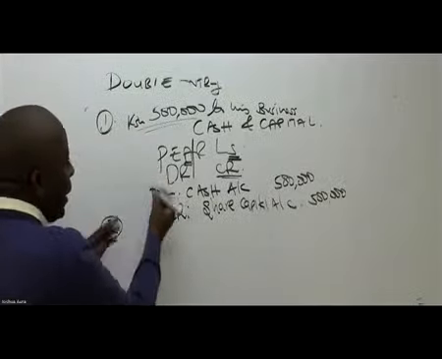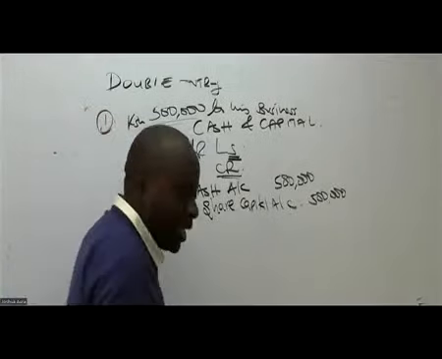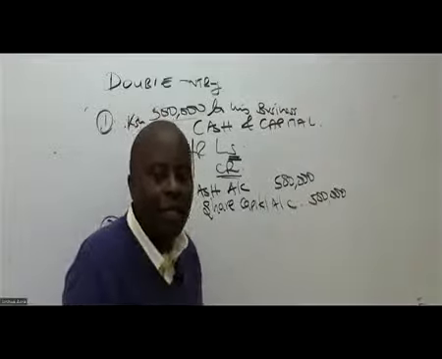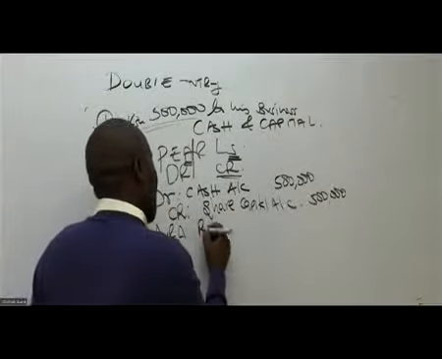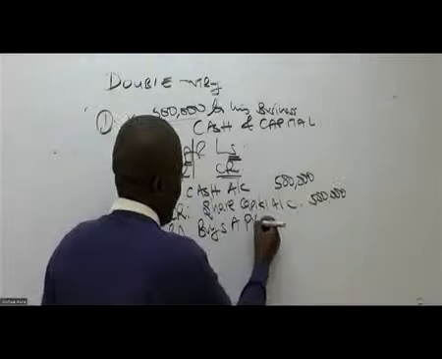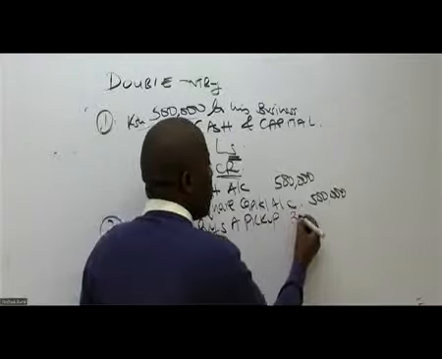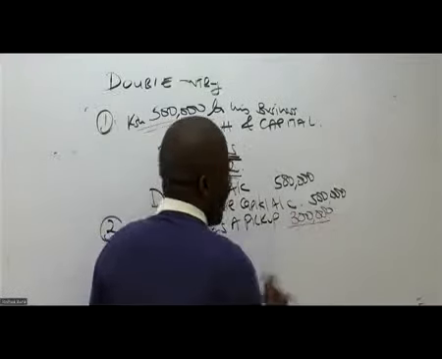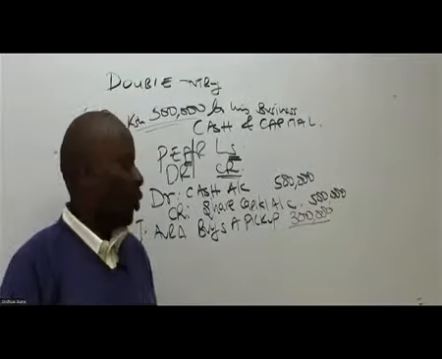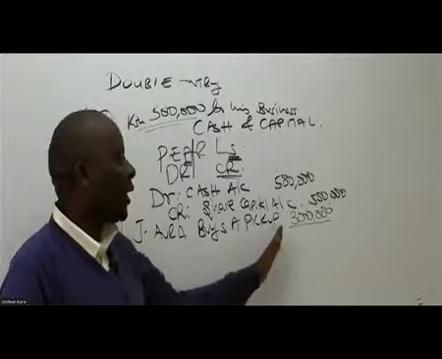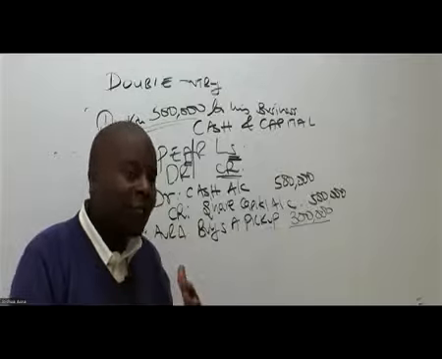Transaction number two for the business. We are told here that Joshua Aura buys a jalopy, an old rickety pickup for the business. So this pickup is worth 300,000. There is money being involved, so it's a business transaction. Joshua Aura buys a pickup worth Kenya shillings 300,000, and then he's giving what here? He's giving cash.